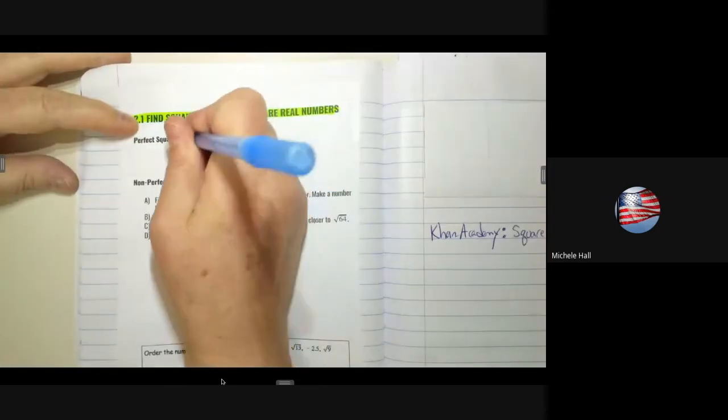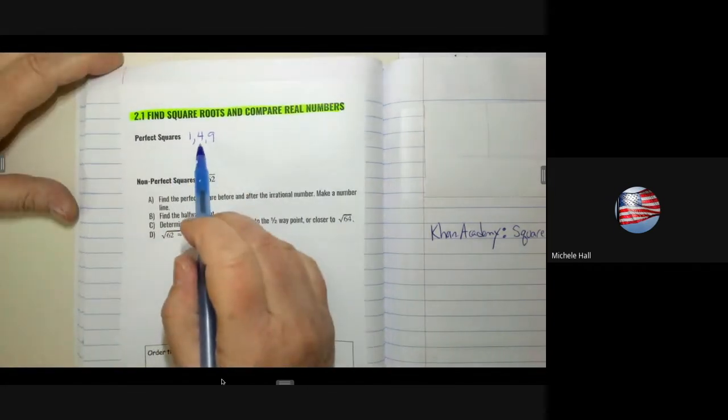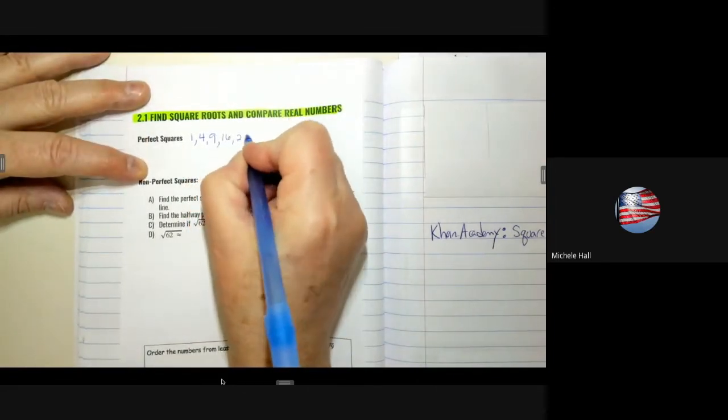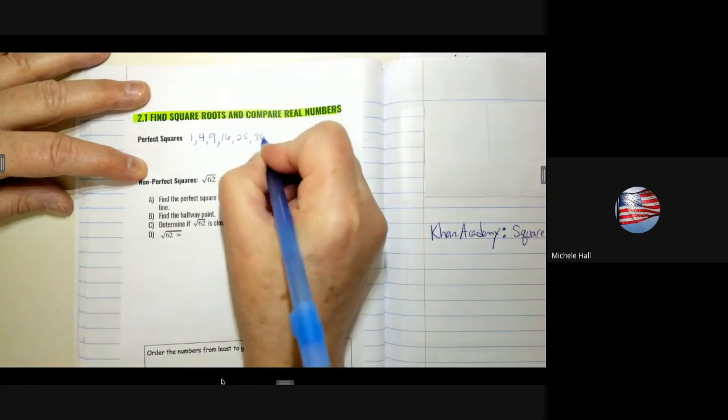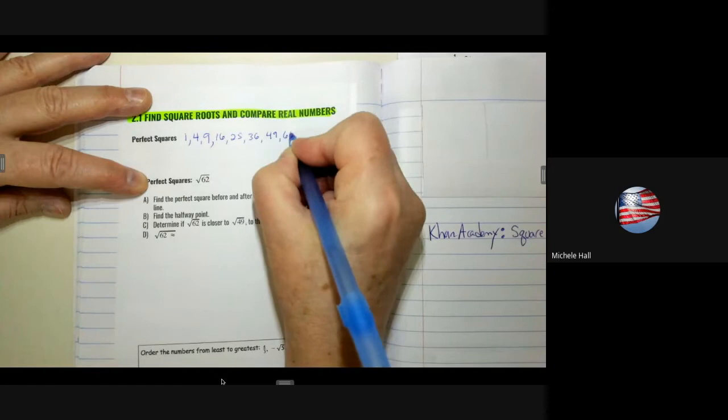Numbers. 2.1, find square roots and compare real numbers. Perfect squares. What are perfect squares? Well, 1, 4, 9. How am I getting these numbers? 1 times 1, 2 times 2, 3 times 3. Those are perfect squares. 4 times 4, 5 times 5, 6 times 6, 7 times 7, and so on.